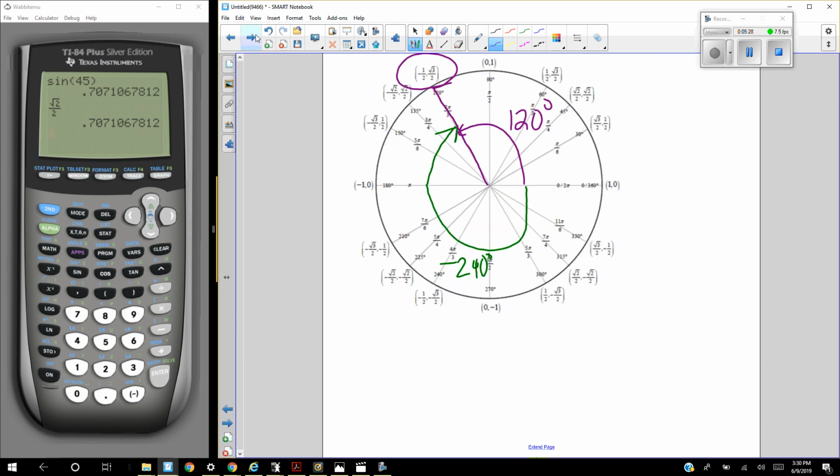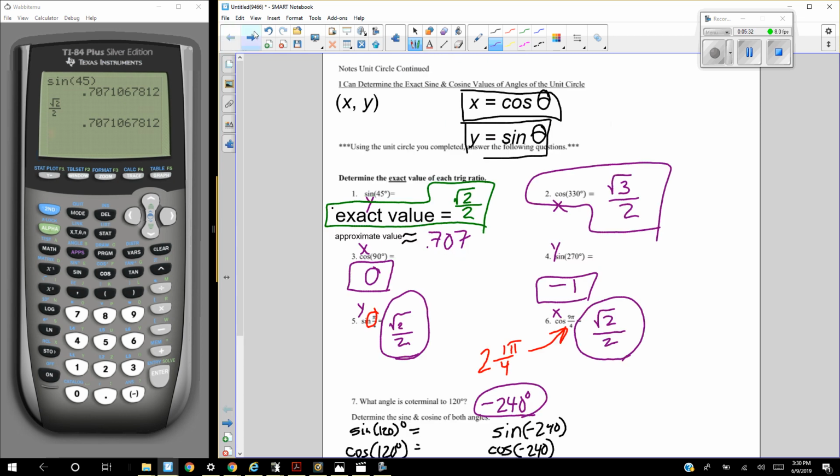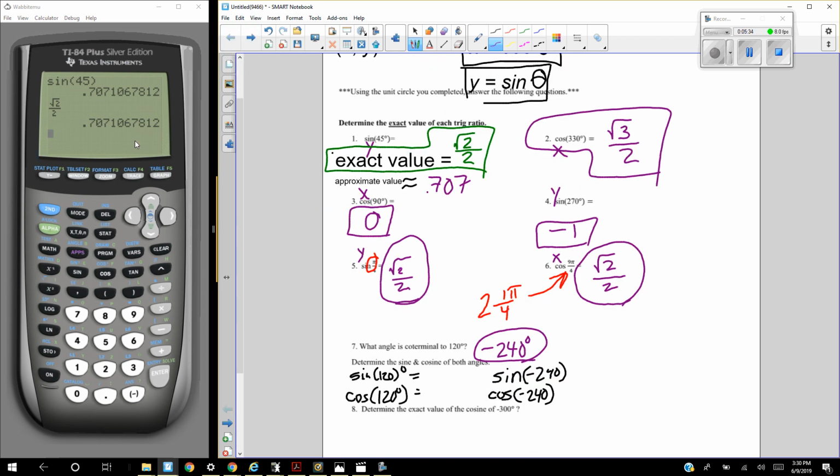So let's go back to 120 degrees. You can see the x coordinate and you can see the y coordinate. So that means the cosine of both of these is going to be negative 1/2. And the sine of both of these is going to be radical 3/2.